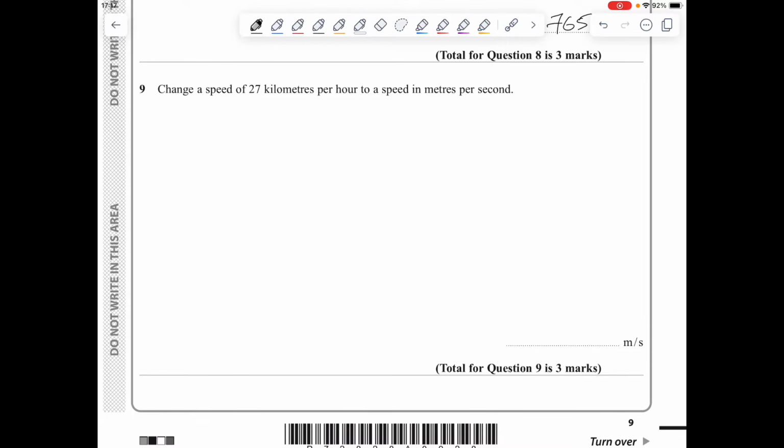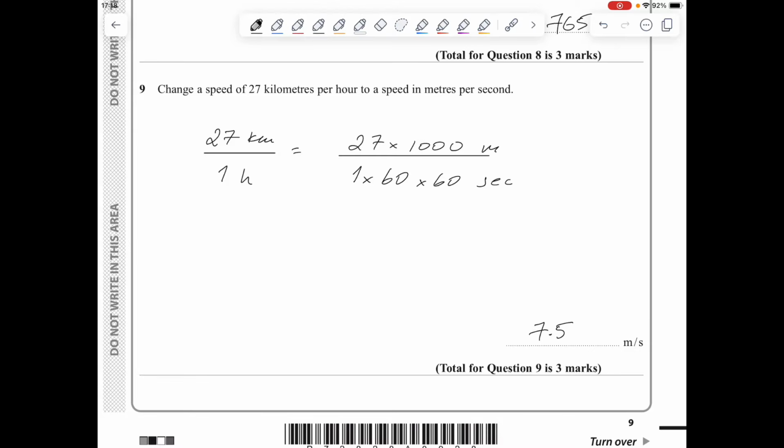For question 9, I need to make a conversion between kilometers per hour and meters per second. Now I've got 27 kilometers per hour, so that's 27 kilometers in 1 hour. I just need to convert the numerator into meters and the denominator into seconds. Converting kilometers to meters is done by multiplying by 1,000, and then converting hours into seconds, you multiply by 60 to convert it to minutes, and then by another 60 to convert it to seconds. And then you put this on the calculator and the answer comes out to be 7.5 meters per second.